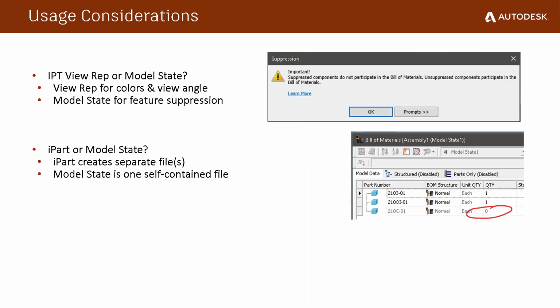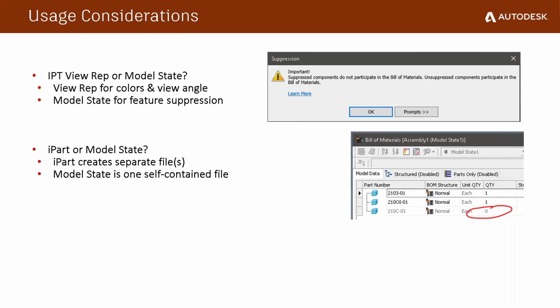Some usage considerations. Do I use a view rep or a model state for a piece part? Well, view reps, a design view rep, it controls color of the part or the features. It controls view angle, so what orientation your view is set to that you're looking at that model. It also controls any kind of section cuts, graphical section cuts, using the section command on the view ribbon. So we're not talking about drawing section views, we're just talking about part and assembly section cuts in the model.